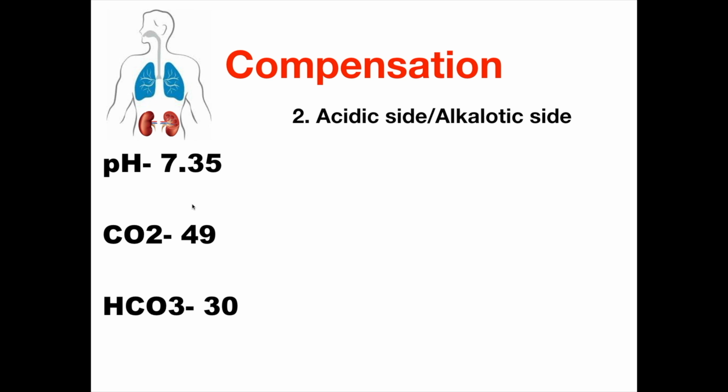We have a pH of 7.35. Now, this is normal. However, the body is more acidic in this range. So we can put here acidosis. Looking at our CO2, it's elevated. So we can conclude that the one causing our acidosis is the elevation of our CO2. So we can put here respiratory acidosis. Since we have a respiratory problem, we can go look at our bicarbonate to see whether it's compensating or not.